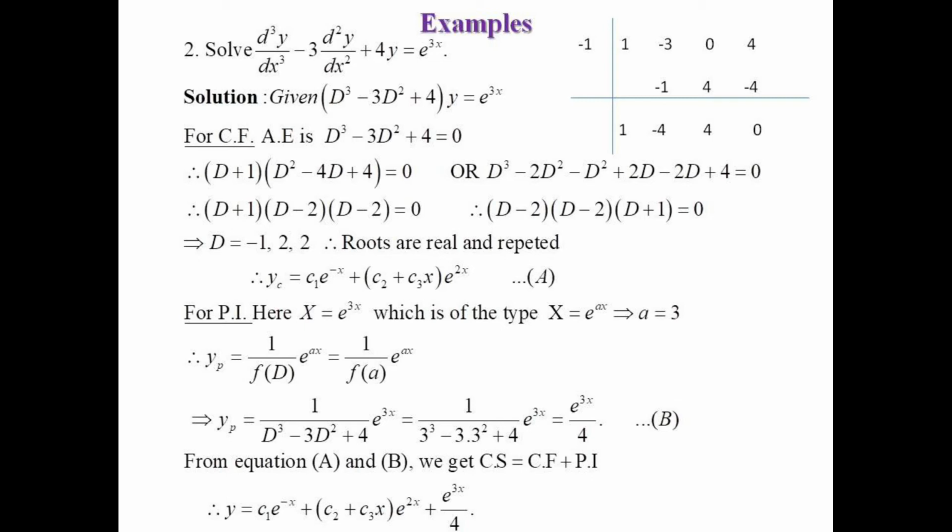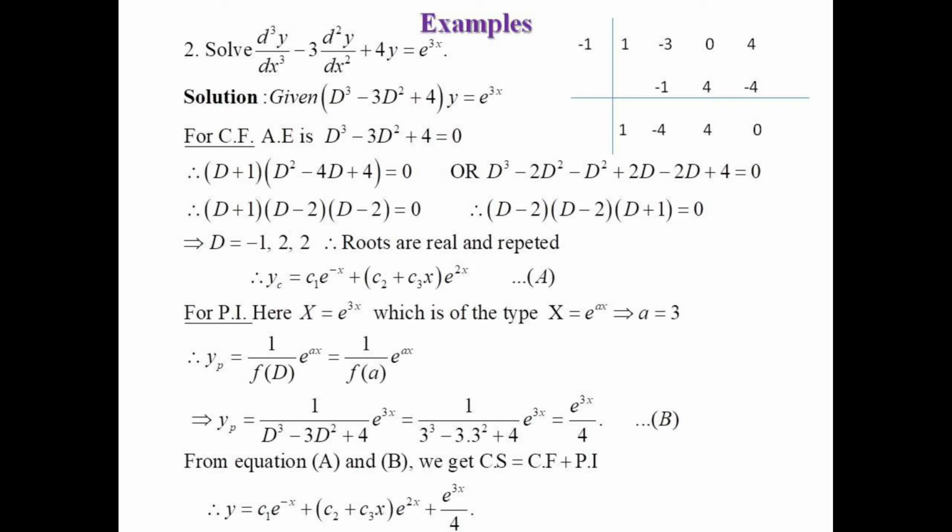According to the type 1 formula for finding the particular integral, when X is an exponential function, the particular integral is equal to 1 upon f of D e raised to ax, which is equal to 1 upon f of a e raised to ax. If we apply this formula to the given example, f of D is D cube minus 3D square plus 4, into e raised to 3x. Then replace D by a according to the type number 1 formula, where the value of a is 3. So 3 cube minus 3 into 3 square plus 4, into e raised to 3x.